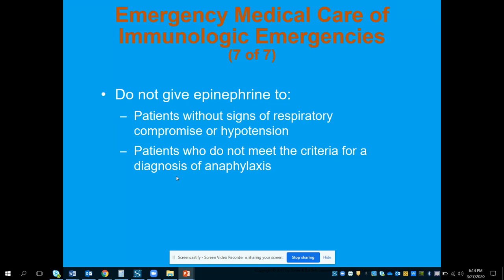We should not give epinephrine to patients if they're not experiencing signs of anaphylaxis. So if this does appear to just be a localized reaction, then we're not going to give this. We would go ahead and just give the Benadryl by mouth like we would for a local allergic reaction. That's going to act on the histamine receptors and help decrease your hives and itching.